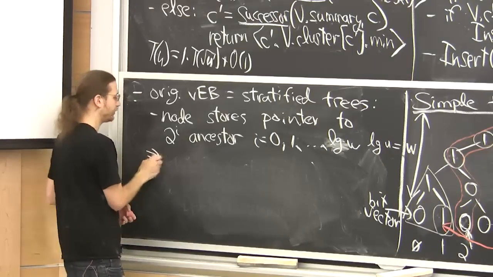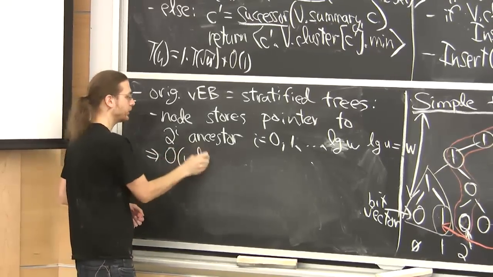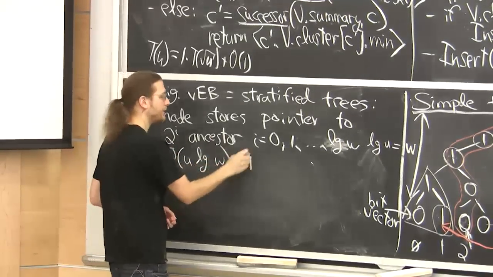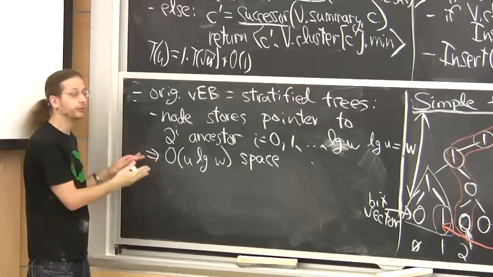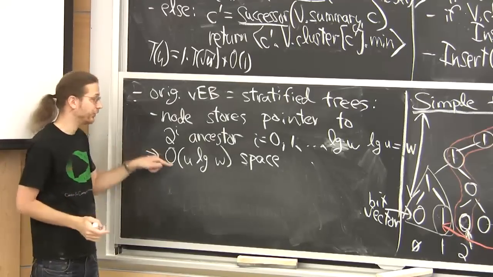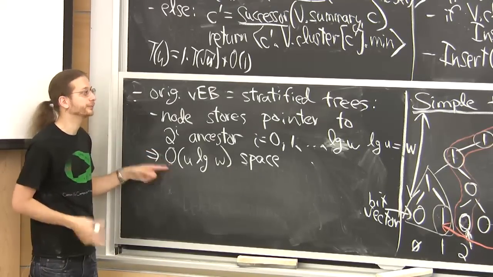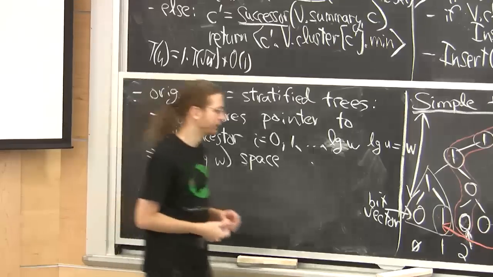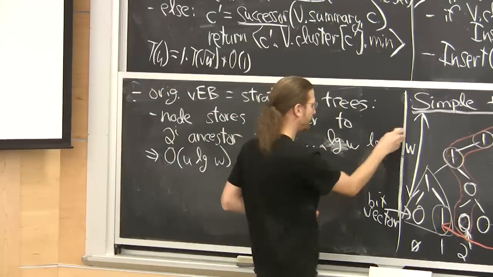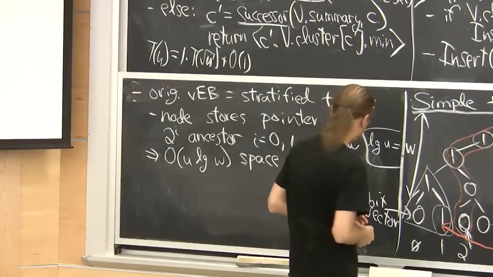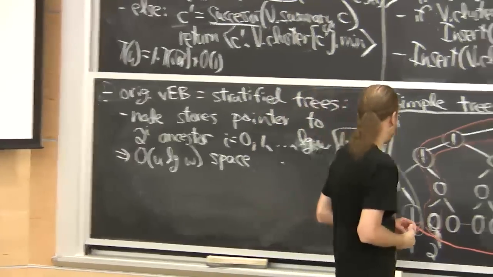The trouble with this is it increases space. This is u log w space, which is a little bit bigger than u. And the original Van Emde Boas paper, conference and journal version, achieves this bound, not u. Little historical fun fact, not terribly well known. Cool. So that's stratified trees.